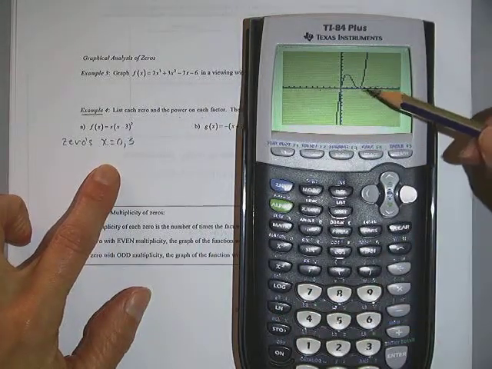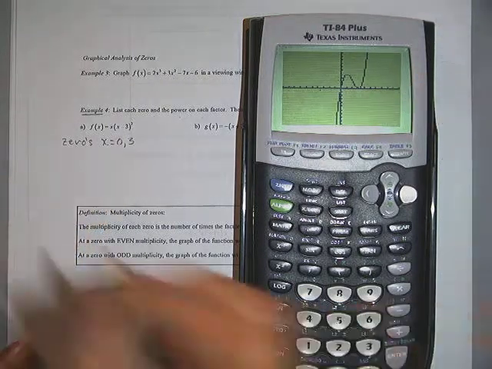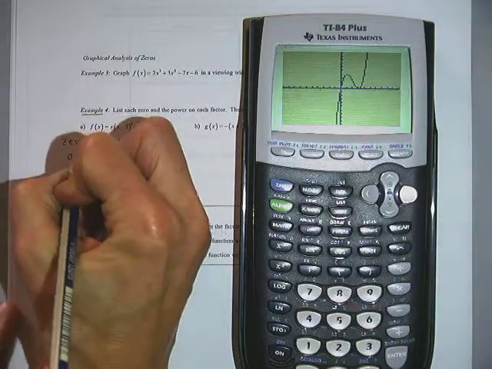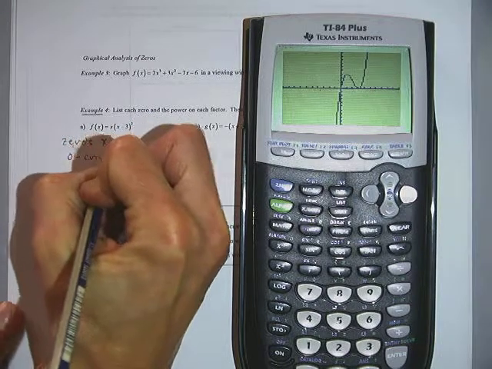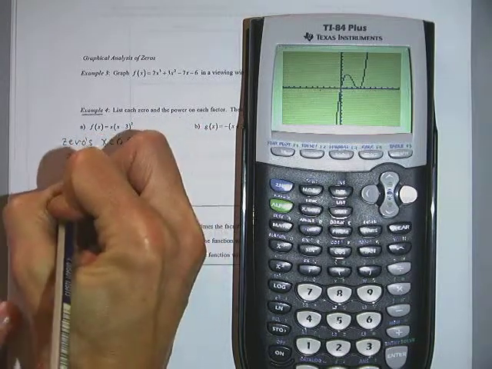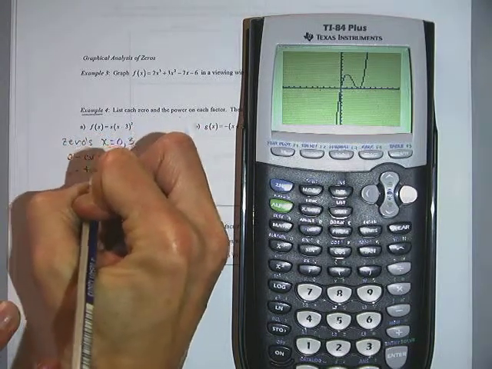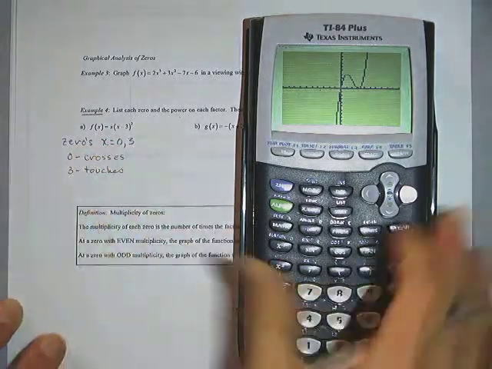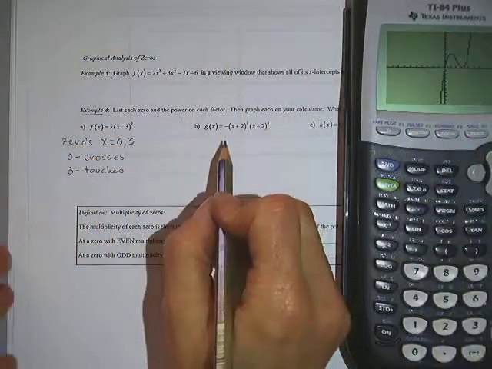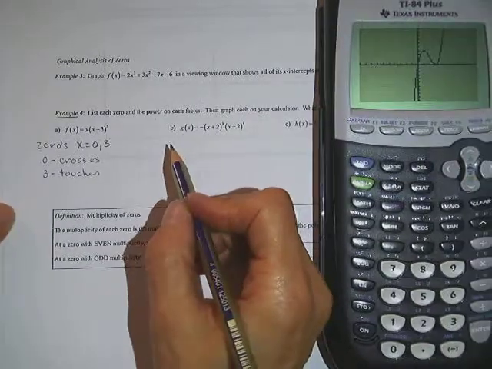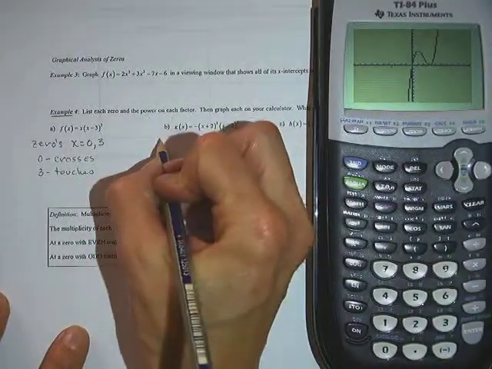What does it do? It crosses. And what happens at 3? It touches. Okay, so what we're going to say is at 0, it crosses, and at 3, it touches. Okay, great. Now, we're going to move on and take a look at this one right here. That's all I want to write down for now.